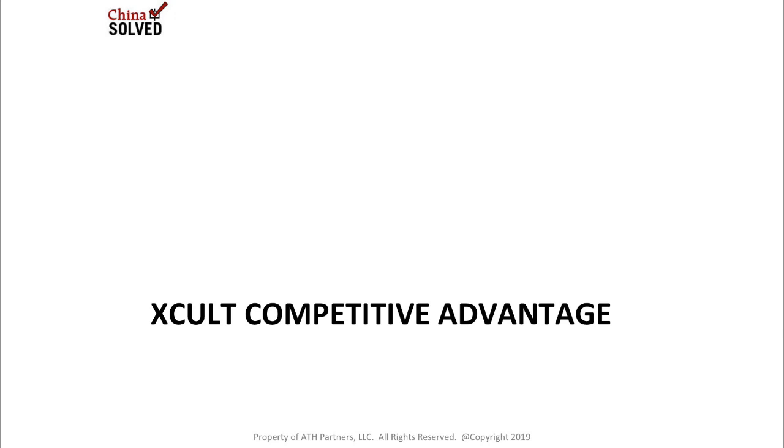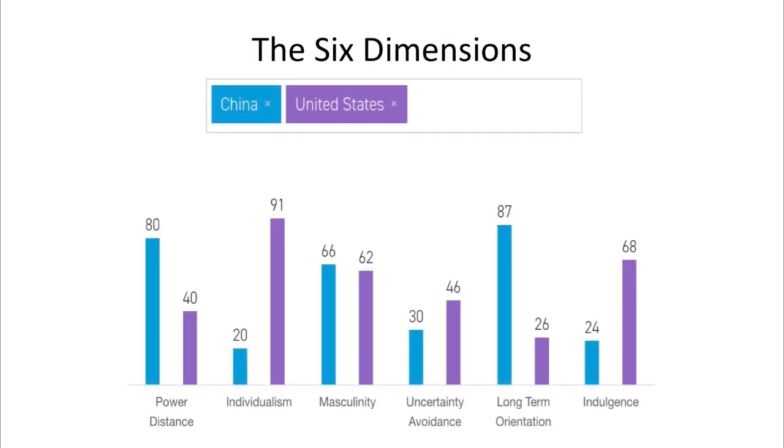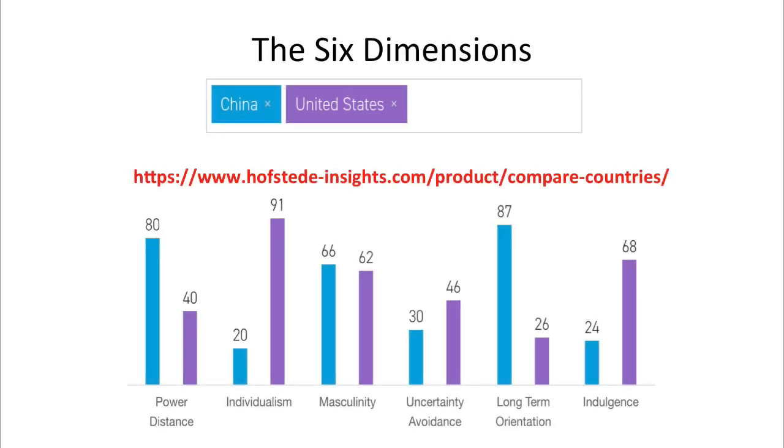And the tool we're going to use to achieve competitive advantage is Hofstede's book, Cultures and Organizations, and the 6-dimension model that it contains. It's a good book. I advise you to read the book. But if you don't read the book, and many of you won't, then check out the website right there. And from this website, I got this chart. And these are the 6 dimensions of both China and the United States.